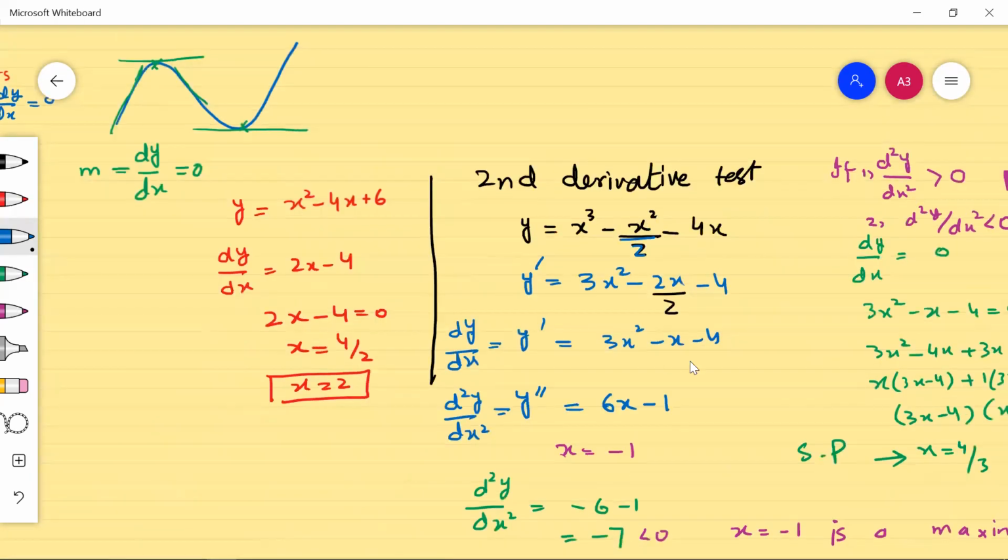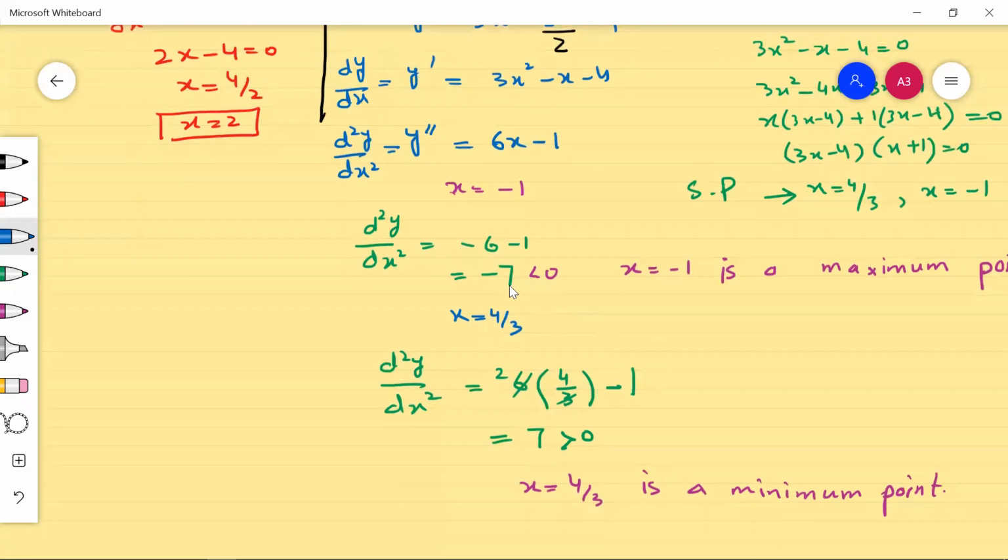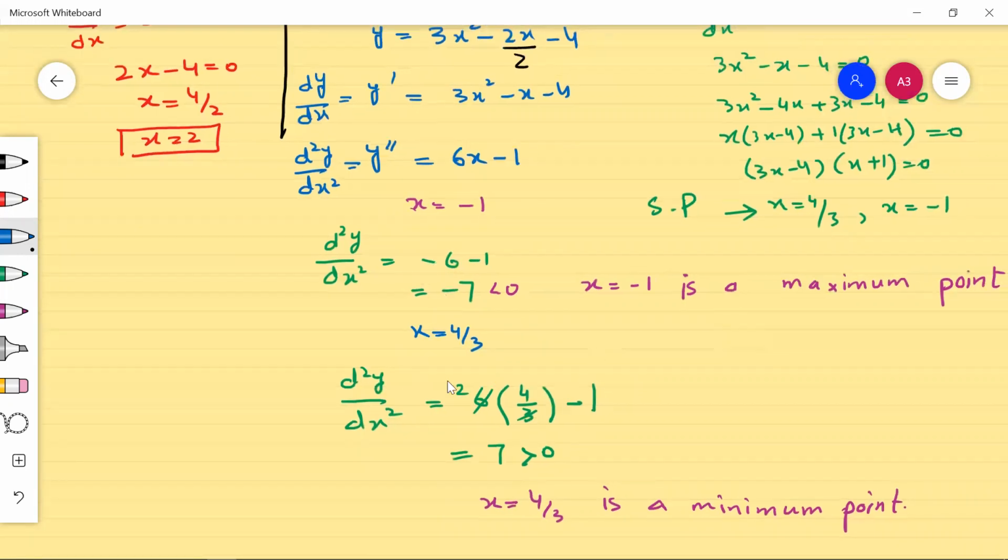What was the second derivative test? Take the second derivative and put the stationary point into it. If the second derivative is less than 0, then the point is a maximum. And if the second derivative is greater than 0, then the point is a minimum. You have to remember this; maybe it slips away from your mind, and some students put minimum if the sign is negative. It is the reverse: if the sign is negative, the point is a maximum, and if the second derivative is positive, the point is a minimum.